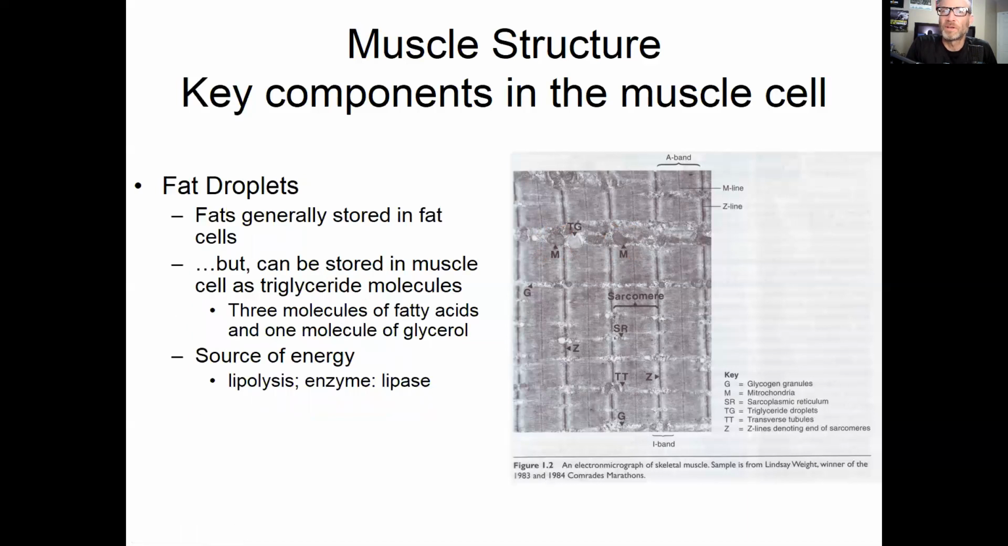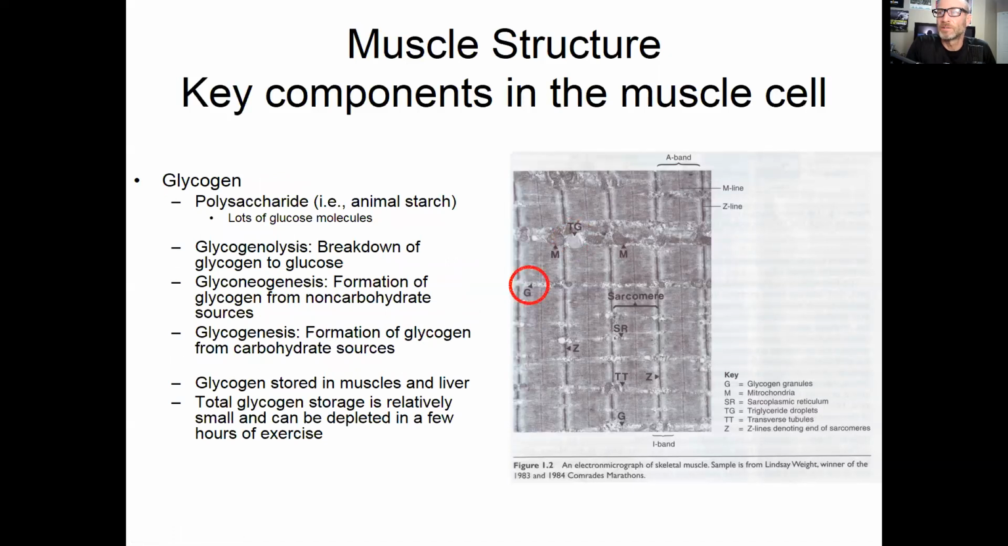Within the muscle cell, there are also fat droplets. These things right here, TG, triglycerides. Noakes will talk a lot about triglycerides throughout the textbook, so you're going to want to get familiar with what a triglyceride is. It's 3 molecules of fatty acids and 1 molecule of glycerol. These can be used for fuel. These can be used as potential chemical energy to convert to ATP, adenosine triphosphate, ultimately used for generating muscle force. So it's a source of energy. For lipolysis, the enzyme that you need is lipase. So fat can be a big source of fuel, and we're going to talk about that.